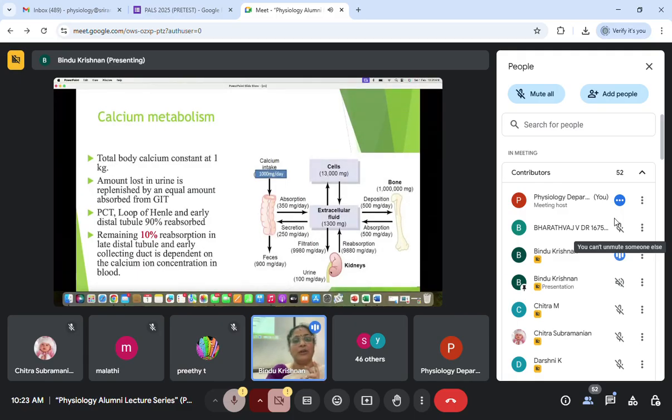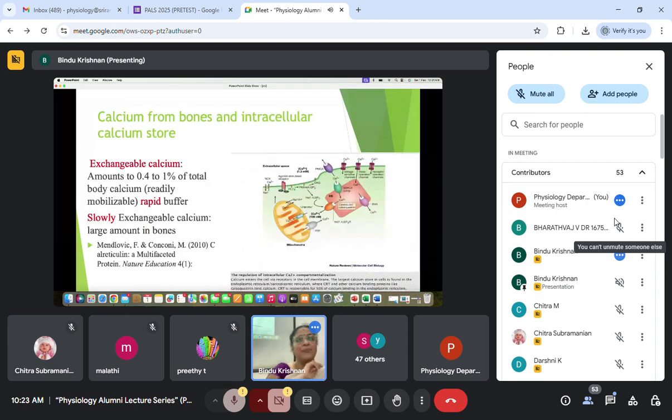And then when coming to the kidney, almost 90% of the filtered calcium is absorbed from the PCT, loop of Henle, and the early distal tubule. But what is important to us in this lecture is the remaining 10%, which gets reabsorbed in the distal tubule and the early collecting tubule, because this is where our hormone PTH is going to act and bring about the change, right? So now I was talking about the 99% which is present in the bone.